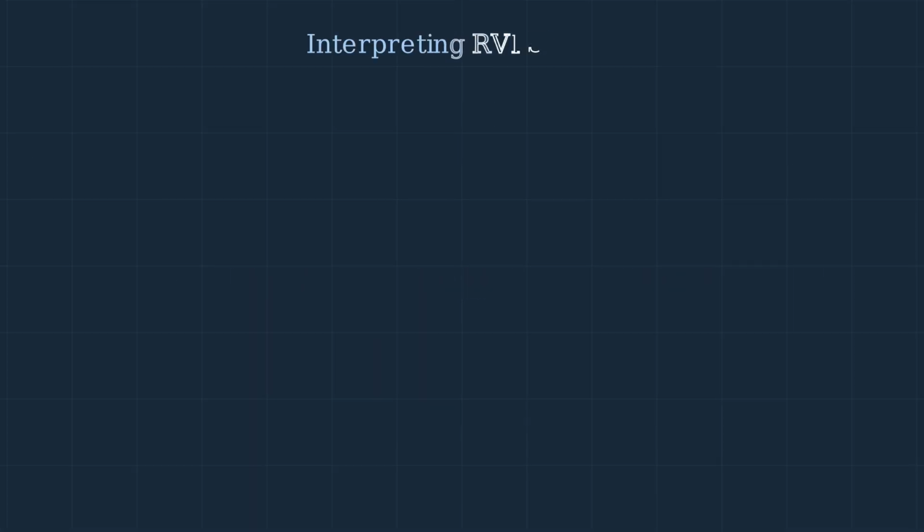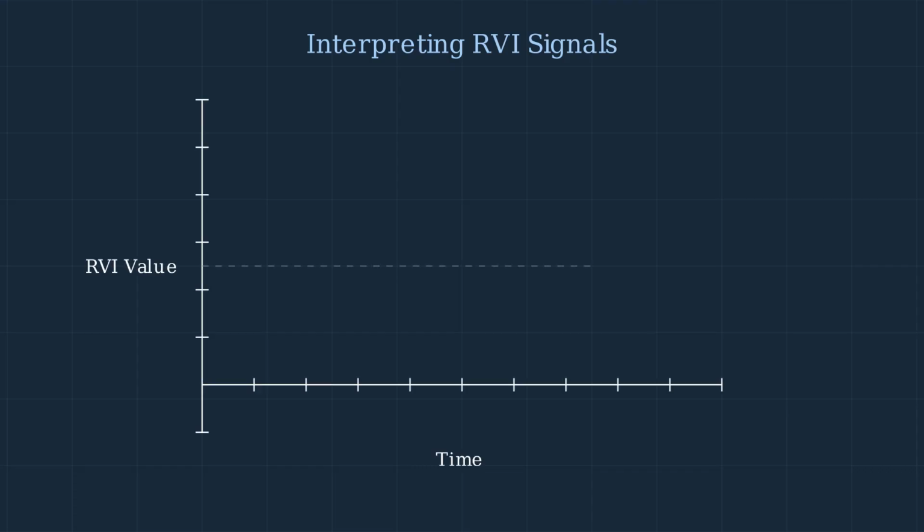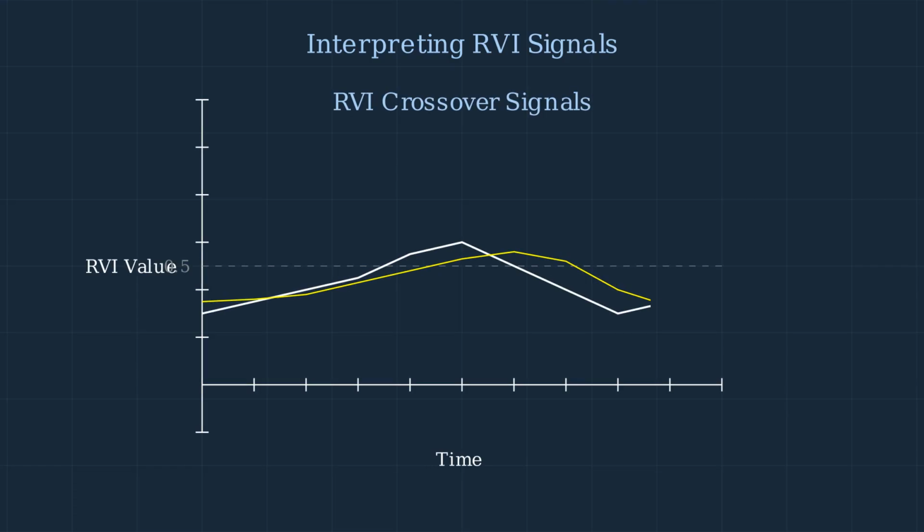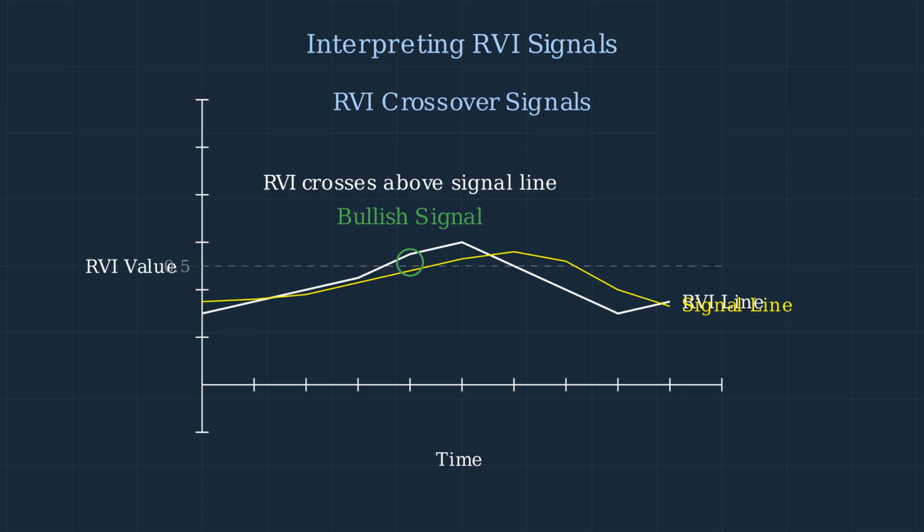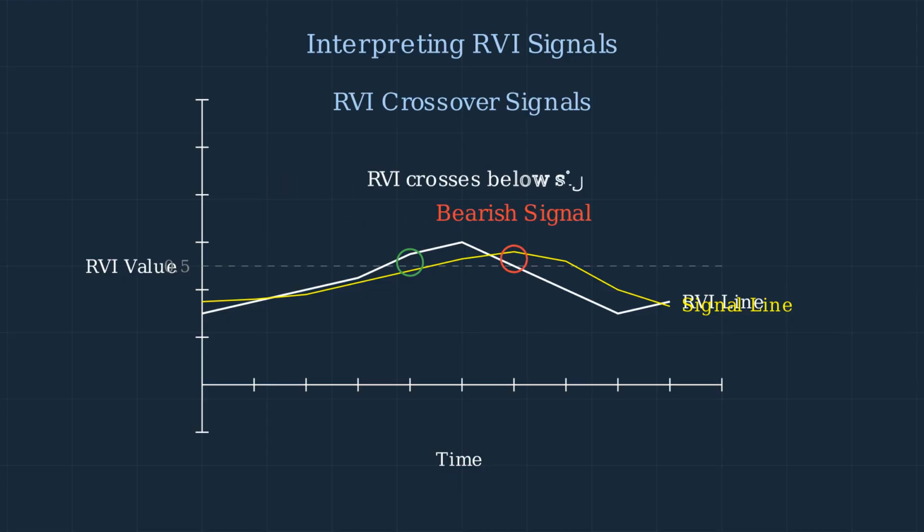Let's examine how to interpret signals from the Relative Vigor Index. The primary signals from the RVI indicator come from crossovers between the RVI line and its signal line. When the RVI line crosses above its signal line, it generates a bullish signal, indicating potential upward momentum. Conversely, when the RVI line crosses below the signal line, it indicates bearish momentum and a potential downturn.